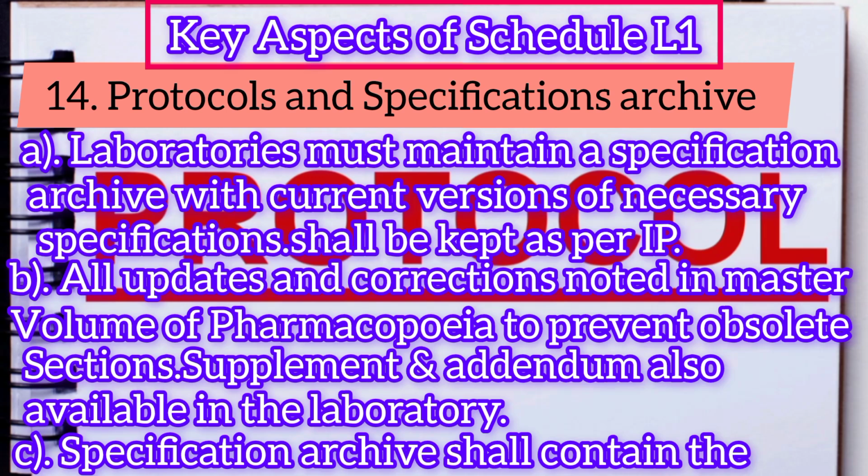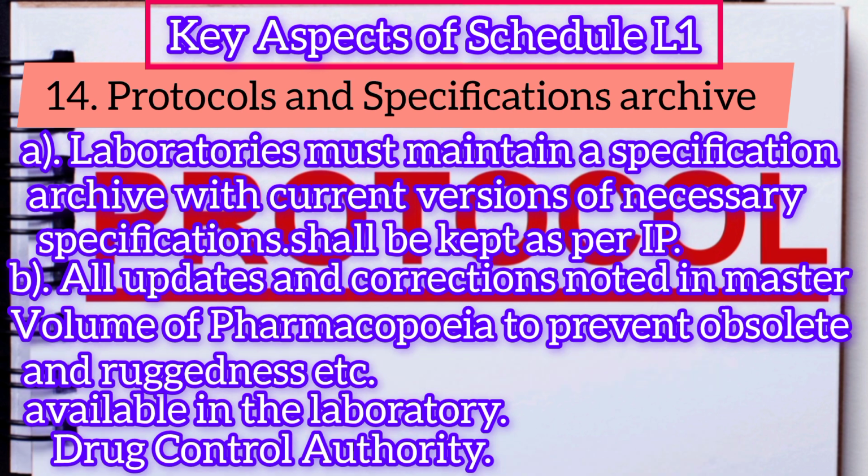14. Protocols and specifications archive. A. Laboratories must maintain a specification archive with current versions of necessary specifications, which shall be kept as per IP. B. All updates and corrections are noted in the master volume of the Pharmacopoeia to prevent obsolete sections; supplements and addenda are also available in the laboratory. C. Specification archive shall contain the 1.